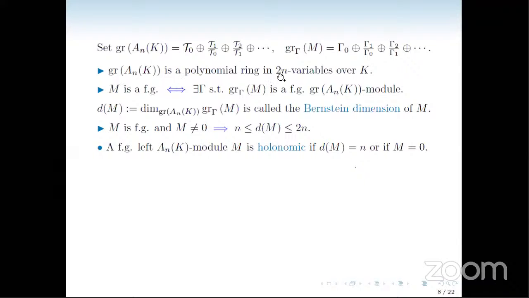Since this is a polynomial ring in twice n variables, we all know from commutative ring theory that this d(M) should lie between 0 and twice n. But surprisingly, it was proved that if M is a finitely generated non-zero module, then this Bernstein dimension lies between n and twice n. And a finitely generated An(k)-module M is called holonomic if its Bernstein dimension attains this lower bound.